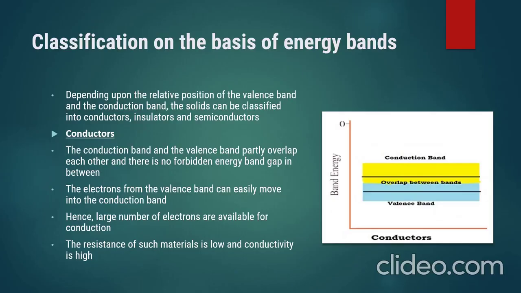So now we can classify conductors, insulators and semiconductors on the basis of the conduction band. Depending upon the respective position of the valence band and the conduction band, first of all we are going to study about the conductors. The conduction band and the valence band partially overlap each other, and there is no forbidden energy gap between them. The electrons from the valence band can easily move to the conduction band, and hence a large number of electrons are available in the conduction band. So for such kind of materials, their resistance is low and conductivity is high.